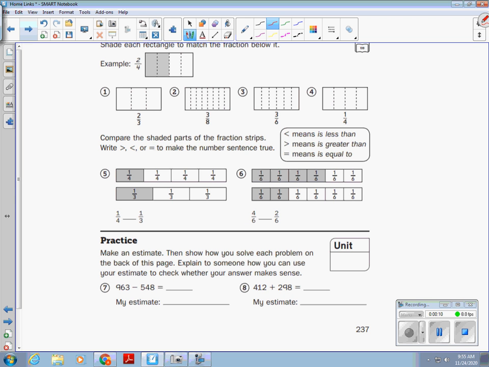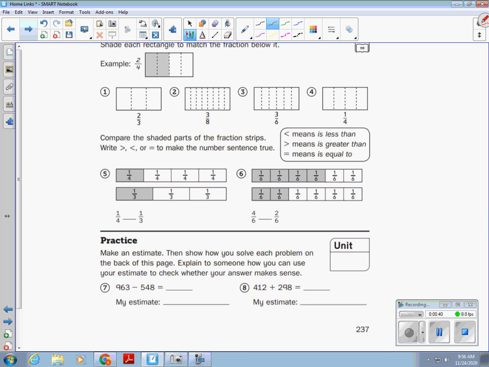All right, today in class we made a set of fraction strips, and fraction strips are equal length strips folded into equal parts, and each part is labeled with the appropriate unit fraction, such as 1/2 and 1/4. And then you can use those strips to help compare fractions. So if we look at this, what they want us to do in our home links tonight is to shade each rectangle to match the fraction below.